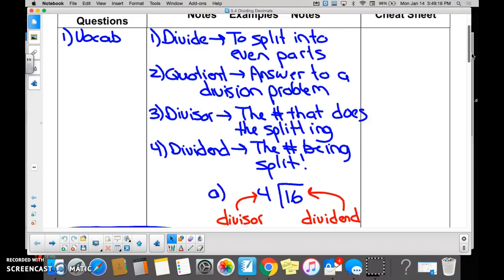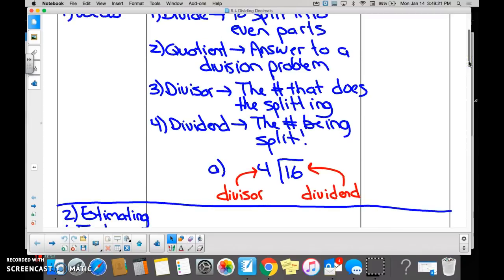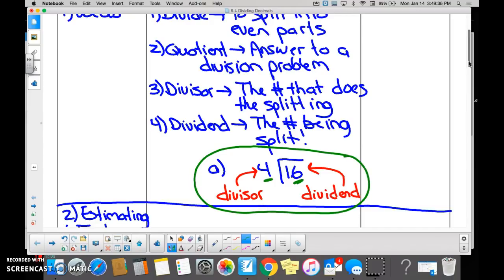The divisor is the number that does the splitting. So if you look down at number 4, it is the number outside of the box. And the dividend is the number being split, so that would be the number inside the box. And again, this down here gives you a great explanation of what is the divisor and what is the dividend. We often talk about if you get a problem written in this form, 16 divided by 4, which number goes inside the box, and you guys have come to know that the first number goes inside the box, the second number goes outside the box. So when we're talking about that number inside the box, we're talking about the dividend, and the number outside the box, once again, is the divisor.